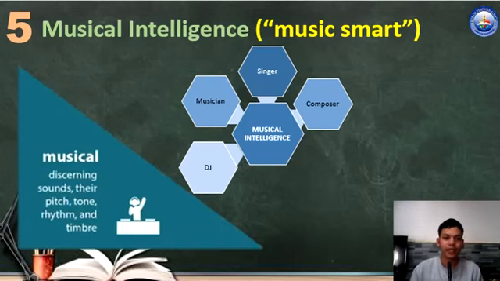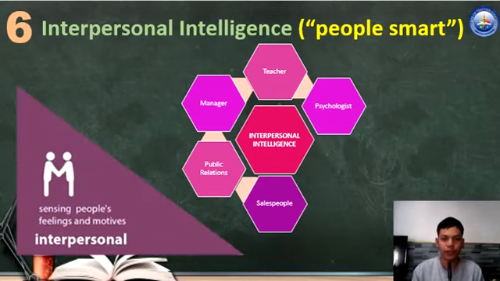Okay. The next is interpersonal intelligence, or we also call people smart. So interpersonal intelligence is the capacity to understand the intentions, motivations, and desires of other people, and consequently to work effectively with others. Okay, so people with interpersonal intelligence, such as Mahatma Gandhi and Mother Teresa, have an ability to recognize and understand other people's moods, desires, motivations, and intentions. So the potential career choices for this are the teacher, psychologist. We also have here the manager, public relations, and salespeople.